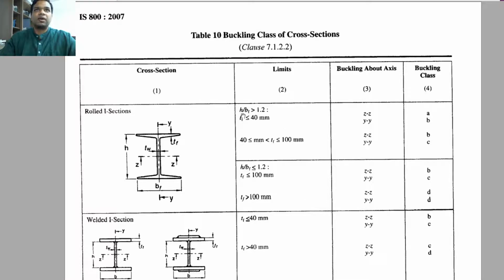In addition to the h by b ratio, there is also a mention of the thickness of the flange. If the thickness of the flange is small, the buckling class is better, and if the thickness of the flange is larger, the buckling class is inferior. Again, you can try to think about it along similar lines. If the flange is thicker compared to the web, it will attract more force, and then there will be a likelihood of early buckling. So that is why it is there.